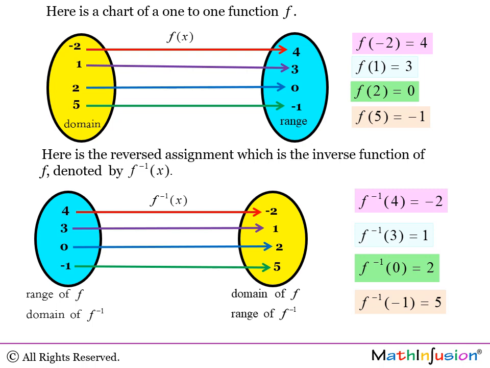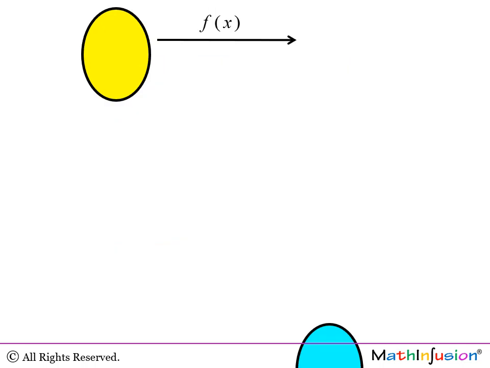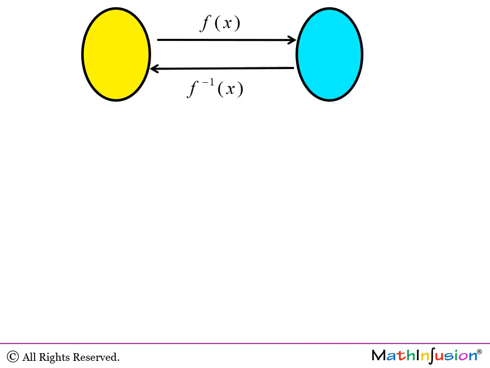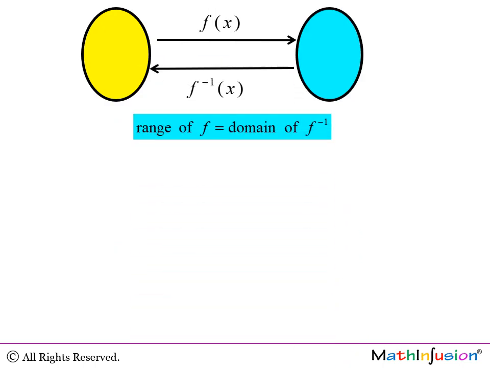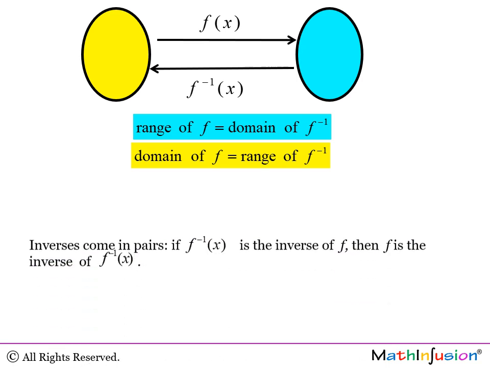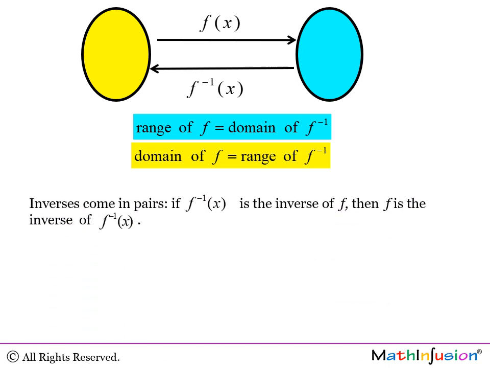You can see that this is just reversing the arrows. The range of the function f is the domain of the inverse function of f. The domain of f is the range of the inverse function of f. Inverses come in pairs. If this function is the inverse of f, then f is the inverse of its inverse. We say that f to the -1 of x and f of x are inverses of each other.